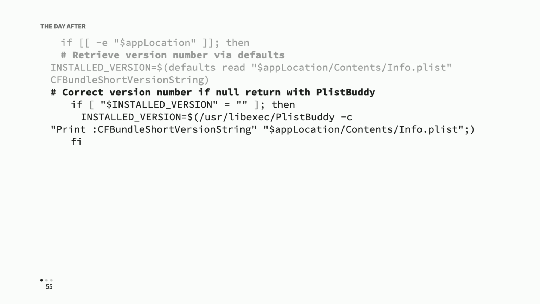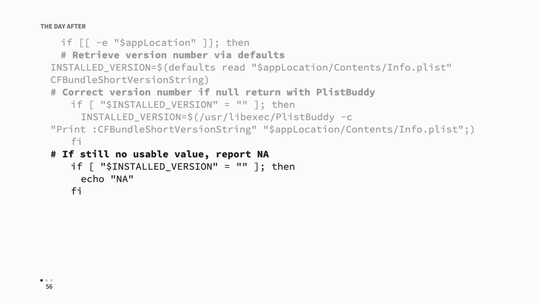Next up, just in case we get a null return, if for any reason defaults chokes, let's run the exact same command, override that variable, and let's use PlistBuddy instead. Same command we had earlier. On the off and hilarious chance it still doesn't work, let's say, all right, hands up, you win. Congratulations, crazy little machine. We're just going to echo not available.